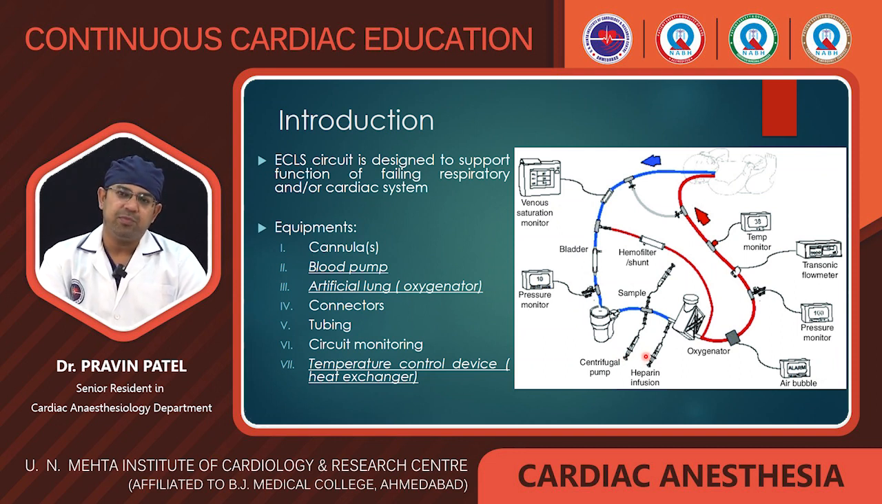If we keep the circuit simple, it is very easy to manage the system, and when we add any additional monitors into the circuit, it becomes more complex, and hence one needs to be very vigilant. Now the various equipment of ECMO are cannulas, blood pump, artificial lung, that is the oxygenator, then the various connectors, tubing, circuit monitoring, and temperature control device, which is called the heat exchanger. Out of these, the blood pump, artificial lung, that is the oxygenator, and heat exchanger are the very important parts of ECMO.